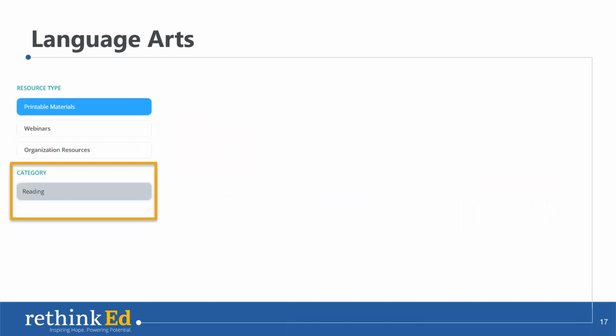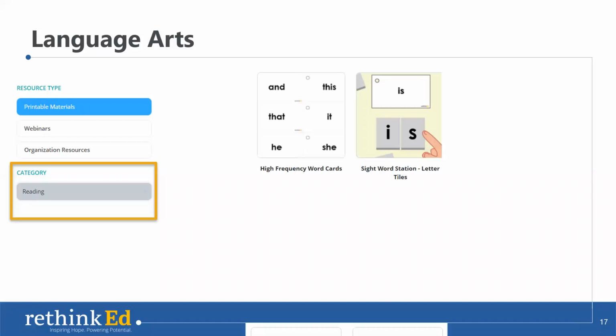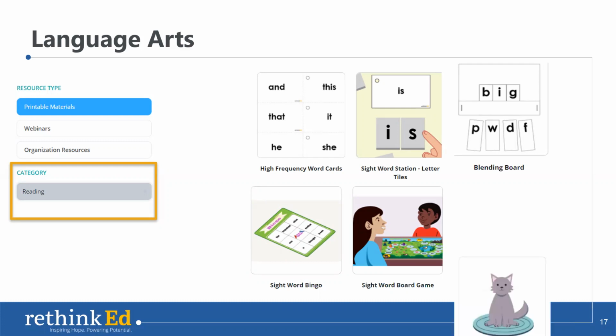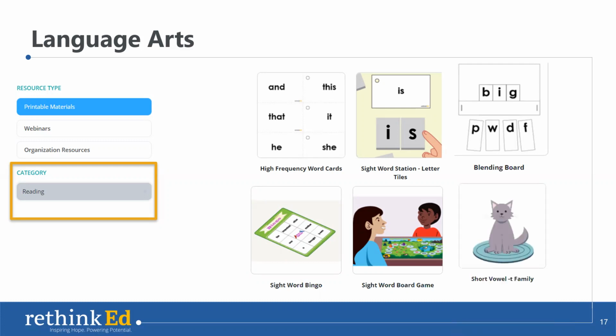In the reading category, you'll find more materials around sight words, as well as some fun games, whether it's bingo or a board game, or you're asking the students to spell sight words with the letter tiles or creating words using blending boards. You have the opportunity to really customize these materials for your students' needs.